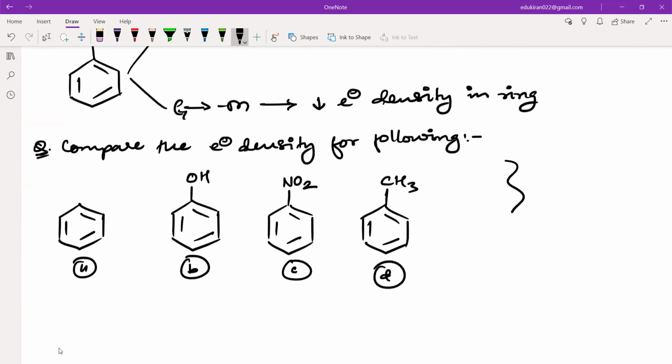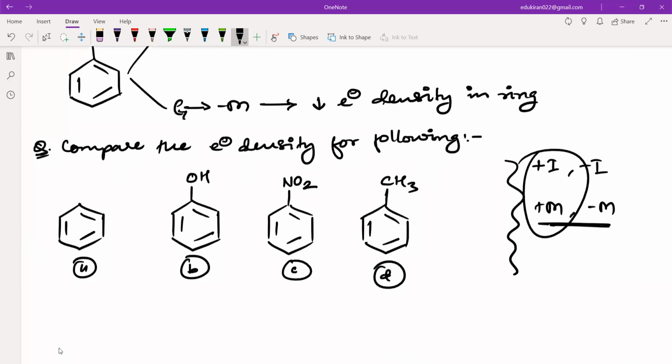So you have to consider at least two things that you have learned. You have to consider plus I, minus I, plus M, minus M. Okay, so plus I and plus M, they will increase the electron density. Minus M and minus I, they will decrease the electron density. And obviously, first of all, you identify this. So in the A, obviously, you will not have anything because there are no groups attached here, right?